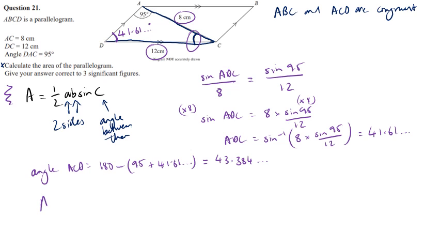So the area of one of the triangles is half times 8 times 12. Doesn't matter which way around we put those. Times the sine of that answer we just put in. And that comes out to this answer. Again, not rounding it yet. And we've got to double this because we've got those two congruent triangles.